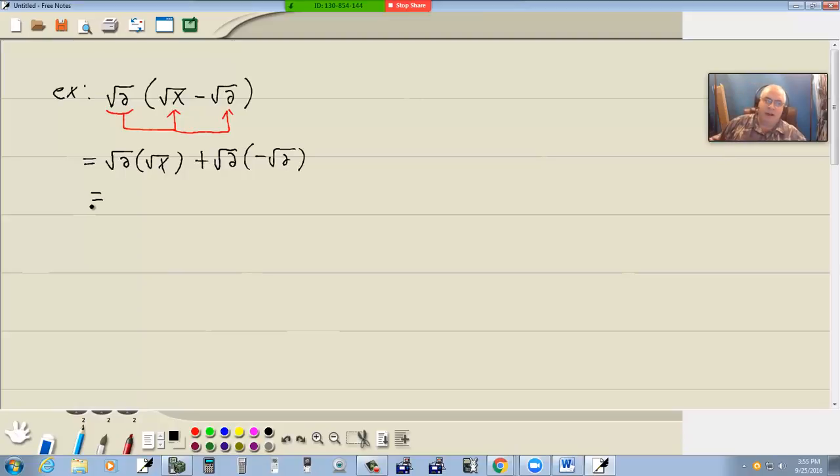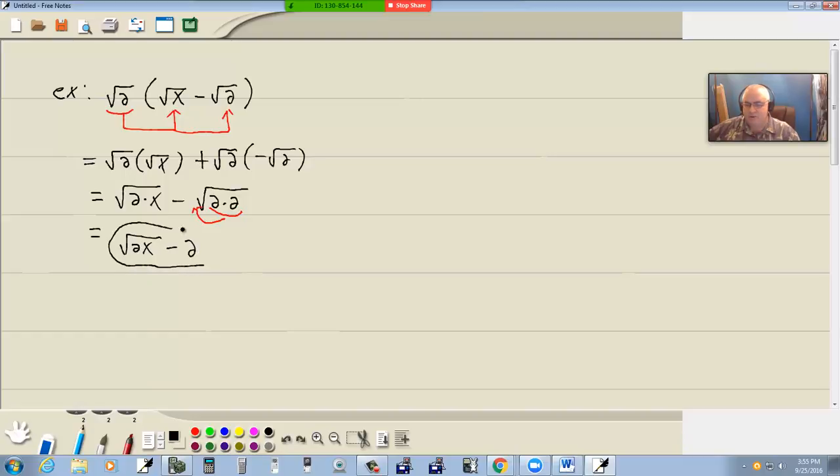Now when you're multiplying two radicals together and they have the same index, you multiply what's underneath the radicals and put them underneath a single radical. So this would be the square root of 2 times x. Positive times a negative is negative, and square root of 2 times square root of 2 is square root of 2 times 2. Now remember, with square roots, we're looking for a pair of somethings. Here's a pair of 2's, so they're going to come out in front as a single 2. I can't do anything with the first radical because there's not a pair of anything. So my answer would be square root of 2x minus 2.